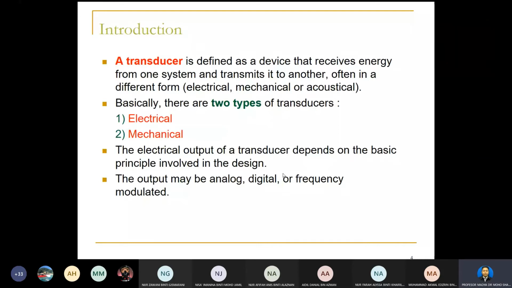Because this subject belongs to electrical, most of the sensors will be covered on the electrical part. For the next part, most of the sensors we just cover for the electrical part.